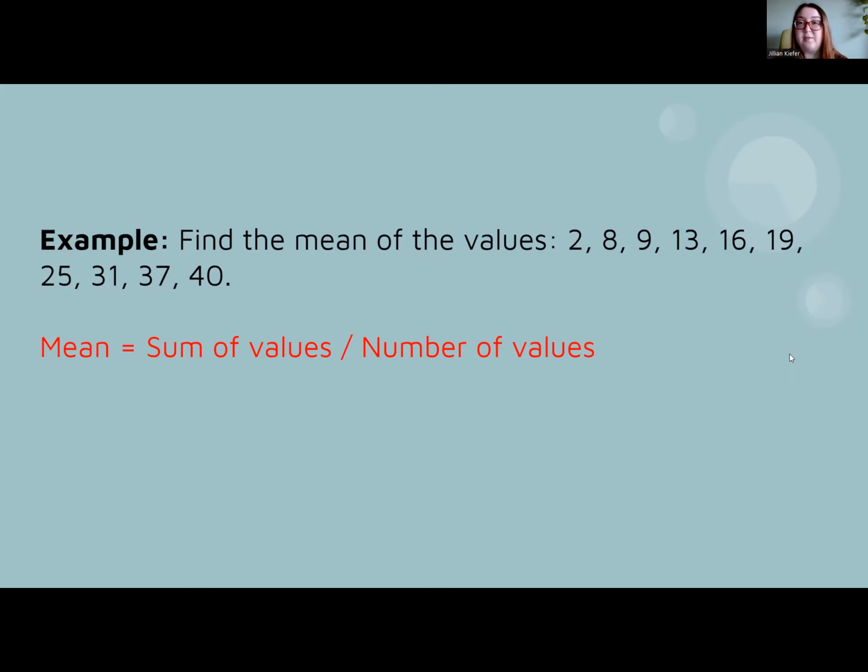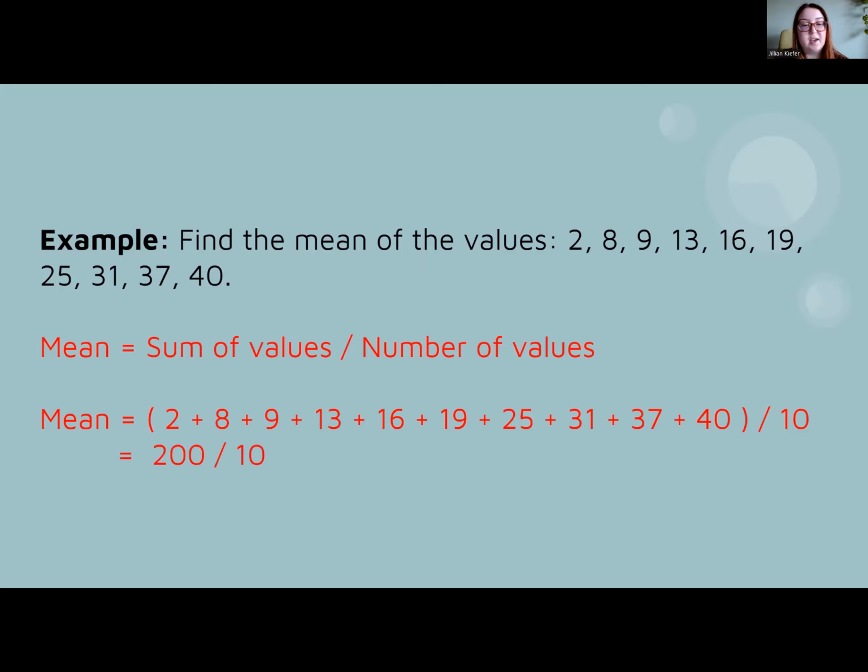And then we'll add up all the values themselves and divide by 10. So the mean would be 2 plus 8 plus 9 plus 13 plus 16 plus 19 plus 25 plus 31 plus 37 plus 40, all divided by 10. So we go into our calculator, we add all of these values up, and all those values add to 200. 200 divided by 10 is 20. So the mean of all of those values, or the average of those values, is going to be 20.